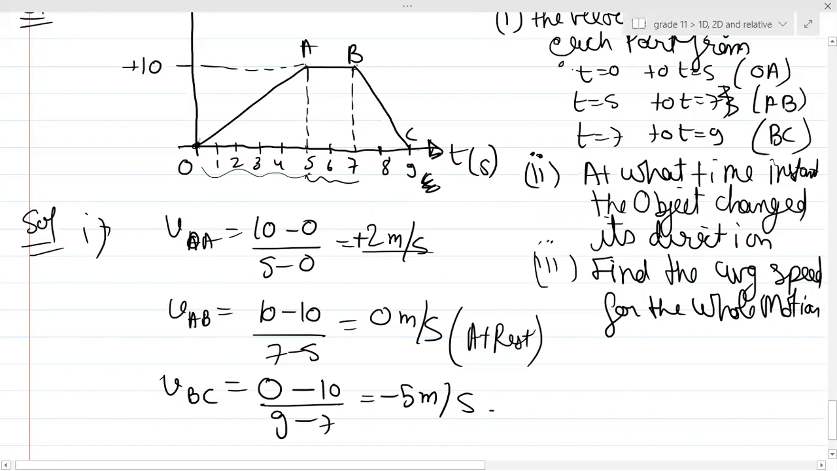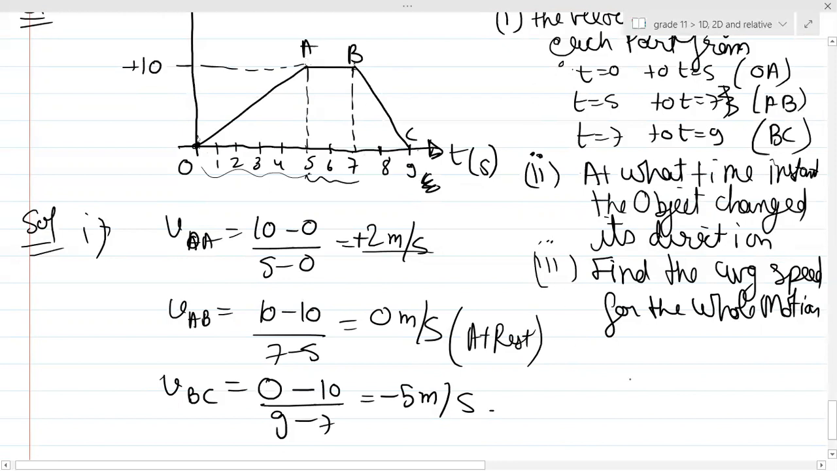Then in the next 2 seconds, it changes its direction. Can you see when it wants to come back to the origin? So from 10 it wants to come to 0. Yes or no? See on the y-axis. From 10 it wants to come to 0, right? Basically now the object has changed direction. Initially it was moving towards right. Now it will be moving towards left.